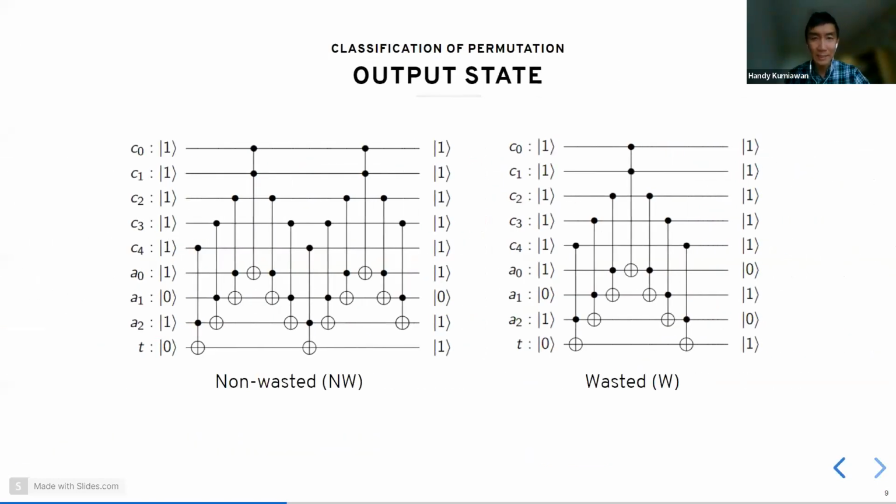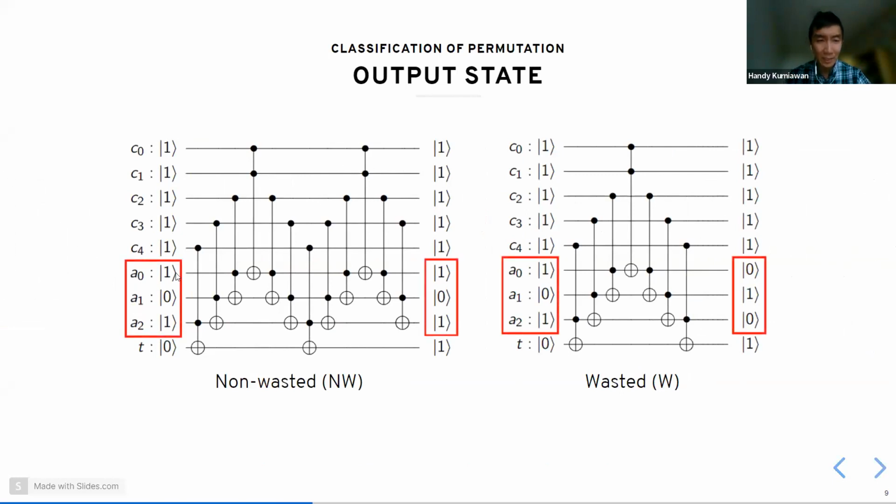And now this is the second category, based on the output state. Now we can see here, for non-wasted, it starts with 101 and it ends up with 101 again. So to be non-wasted, it means that the value of the auxiliary qubit should be the same from initial and the output after the implementation of the MCT. And we can see for the wasted, it's changing from 101 to 010. That's why it becomes wasted.